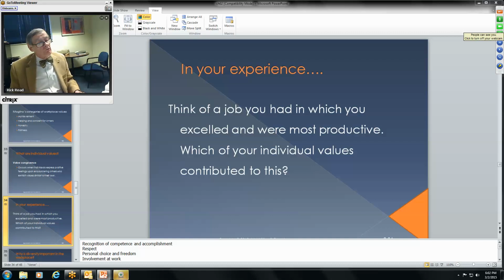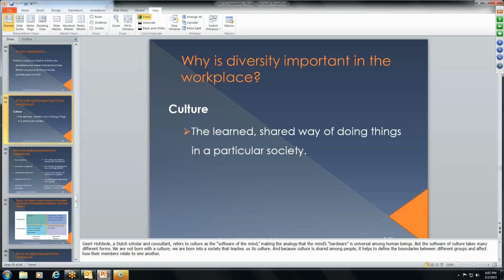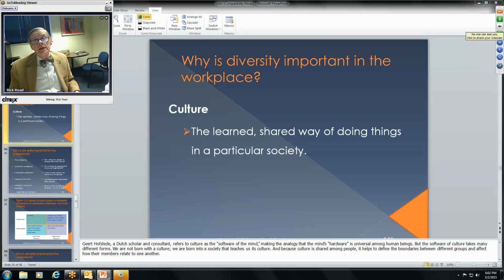Culture. When it comes to organizations and also to individuals, what we do has been shaped by others. Organizations have to have a culture. You go to work for your organization, eventually you're imbued within that culture. You belong to an ethnic group. We all do. And that ethnic group has shaped your culture.